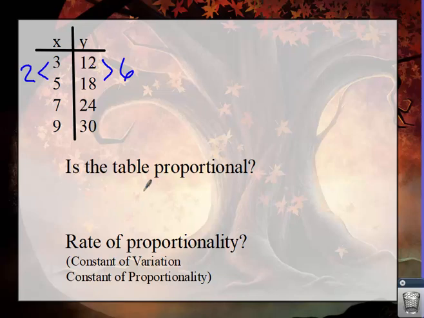So is this one proportional? No. Okay, so what is the rate of proportionality? Well, in this one, there isn't a rate of proportionality, so we would say none. Now, it still has a slope. The slope is still 3, or 3 over 1, but it's not proportional because it doesn't go through the origin.